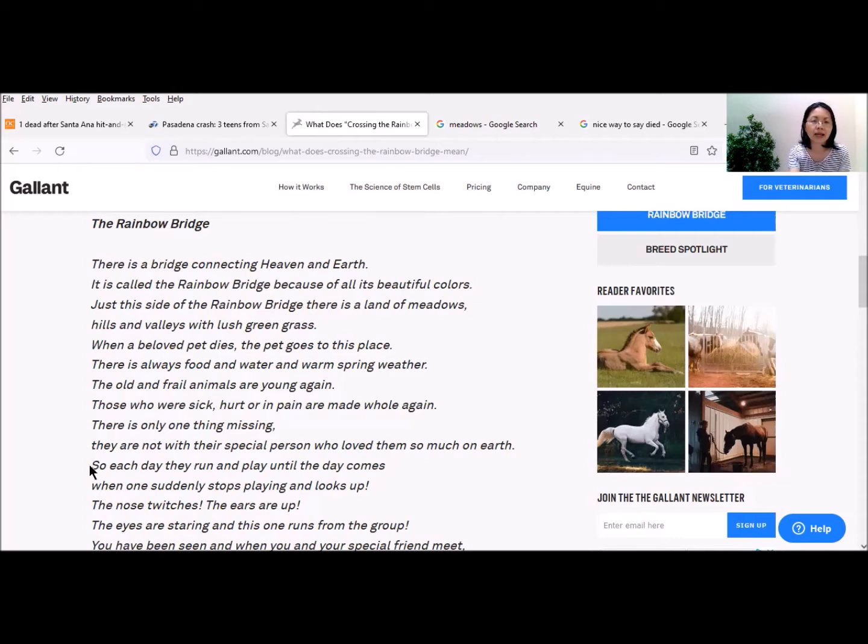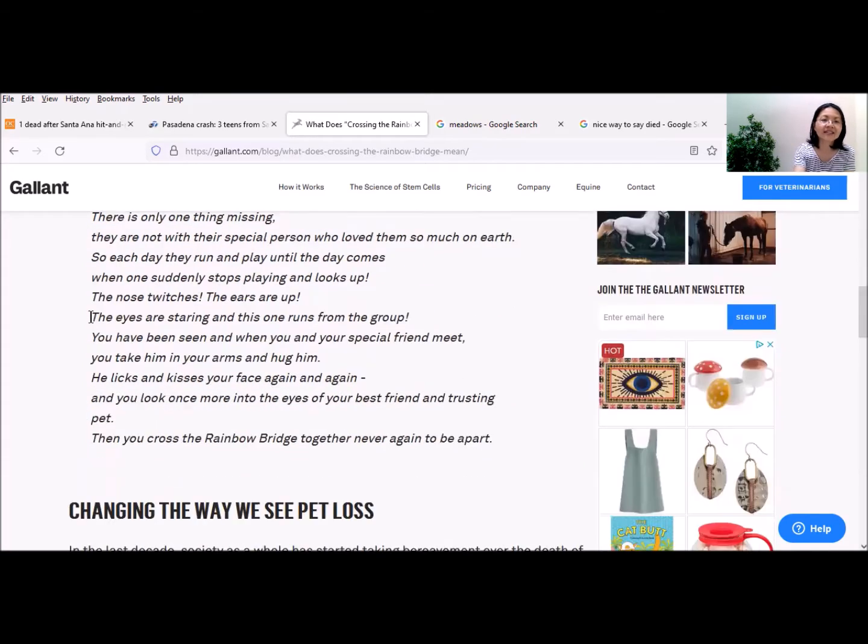Each day they run and play until the day comes when one suddenly stops playing and looks up. The nose twitches, the ears are up, the eyes are staring, and this one runs from the group. You have been seen, and when you and your special friend meet, you take him in your arms and hug him. He licks and kisses your face again and again. And you look once more into the eyes of your best friend and trusting pet. Then you cross the rainbow bridge together, never again to be apart.